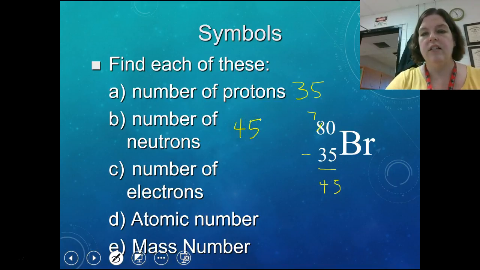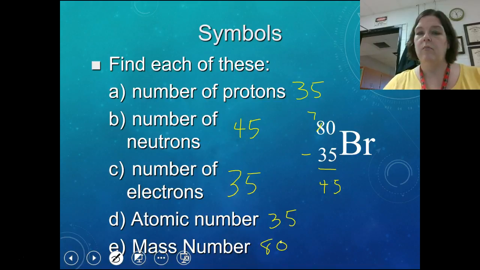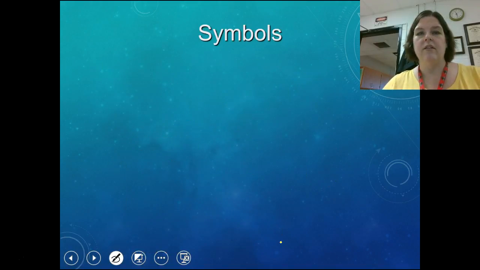How many electrons? Well, it's an atom, so the electrons are the same as the number of protons, so that's 35. What's the atomic number? Oh, it's 35. It's already in the symbol. What's the mass number? 80, because it's in the symbol. Pretty simple, right? Okay, let's try another one.